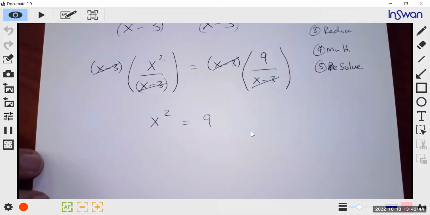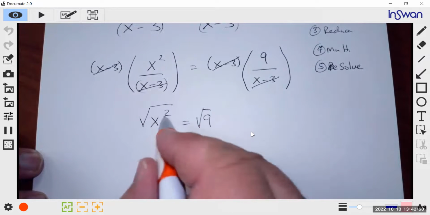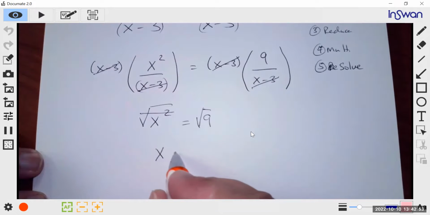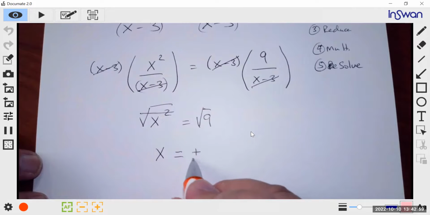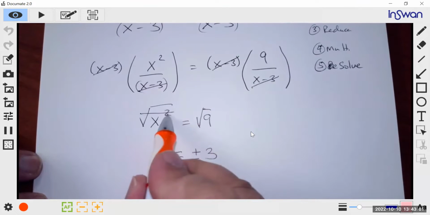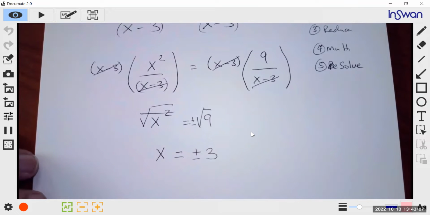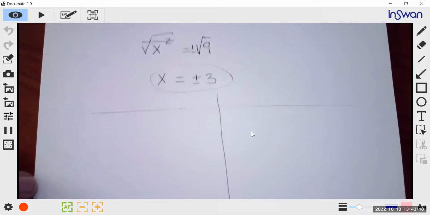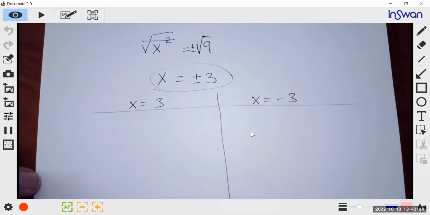X squared equals 9. Square root both sides. So the X squared and the square cancel. So X equals what? And anytime you square root something squared, you have to put a plus or minus in front of the other side. So the answer is plus or minus 3. But we're not done yet. Check your answers. X equals 3. X equals negative 3.